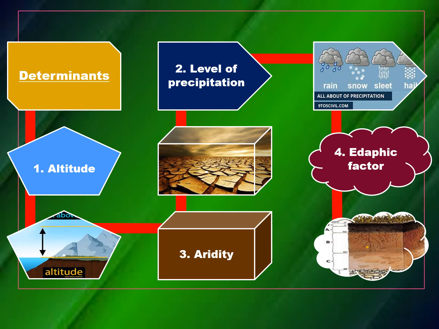Then the level of precipitation. What is the amount of rainfall that particular area is receiving? Aridity. What kind of soil is there? What kind of land is there? Is it too barren, does it have moisture content or not? Then it is the edaphic factor. Edaphic factor means the type of soil. Is it a loamy soil, is it a porous soil? So according to that edaphic factor, we need to plant the trees.